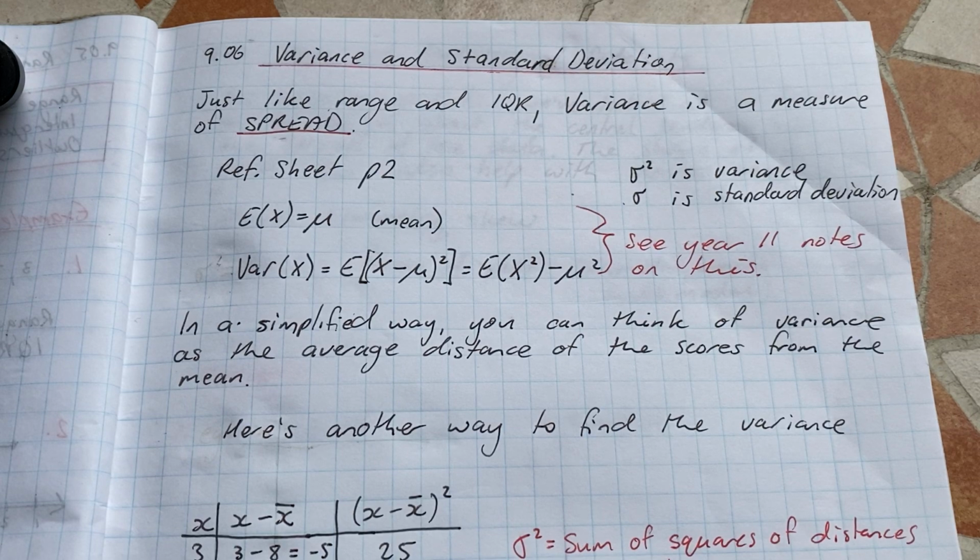Exercise 906 is about variance and standard deviation. So just like the range and the interquartile range, variance is a measure of spread. And the standard deviation is just the square root of the variance. So they're very closely related.